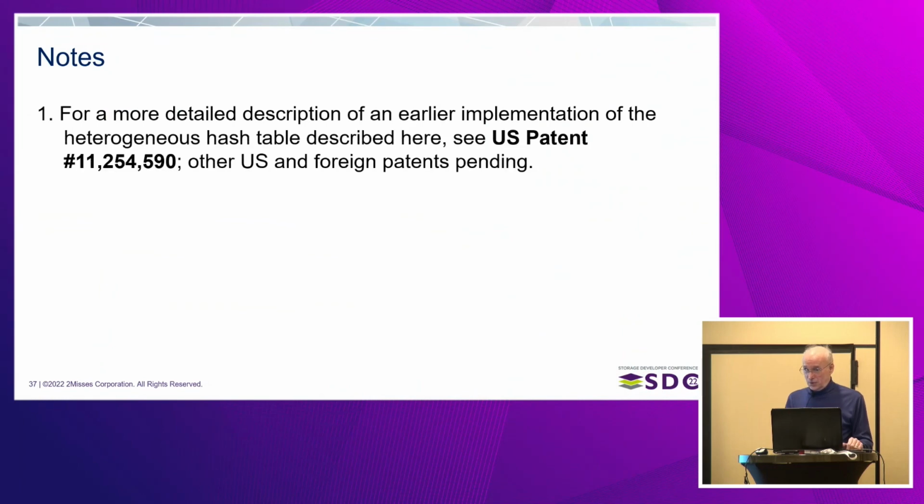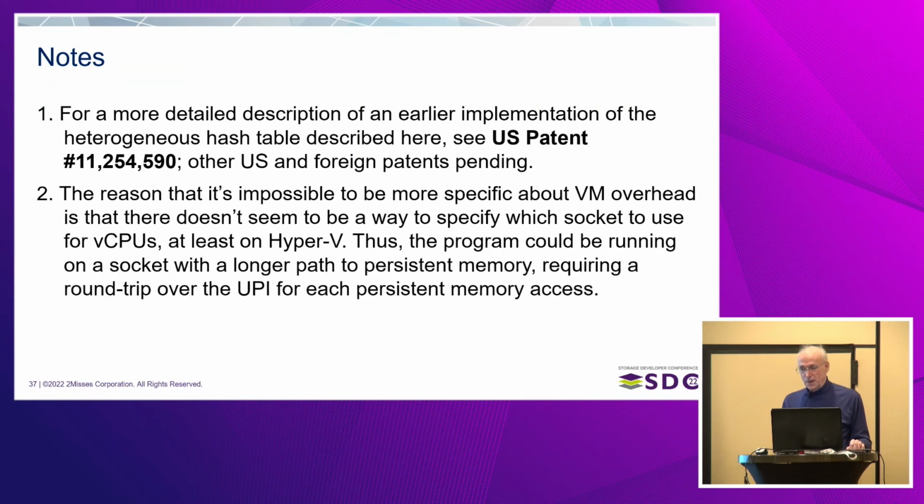And then notes. There's a patent issued on this algorithm. An earlier version of the algorithm doesn't work exactly the same way. The basis is the same: the variable length records packed into fixed length tranches. That's all described in the patent. We have other US and foreign patents pending. And I mentioned this thing about the virtual machine overhead.